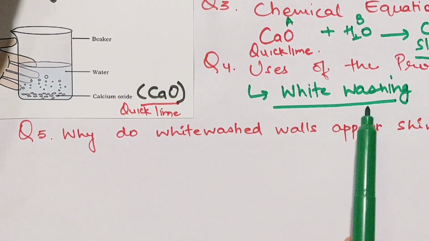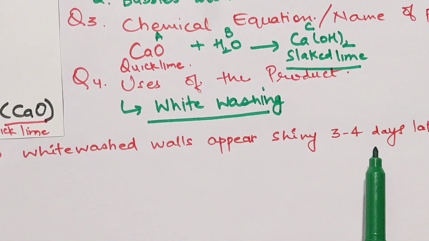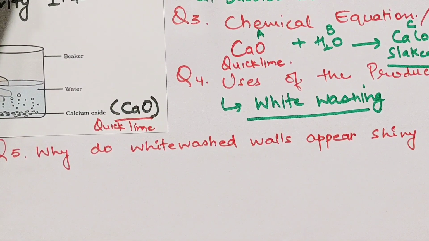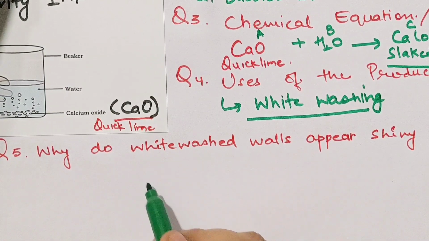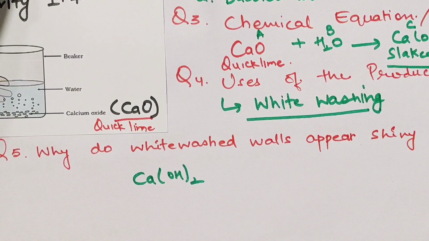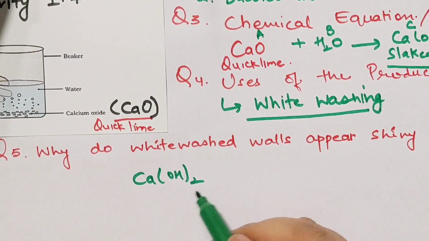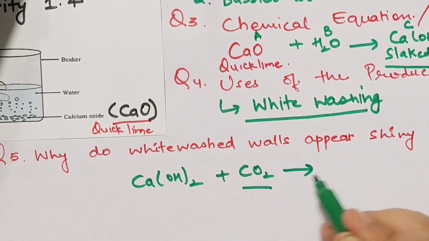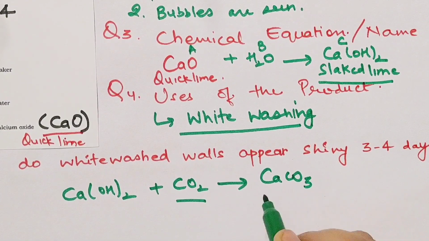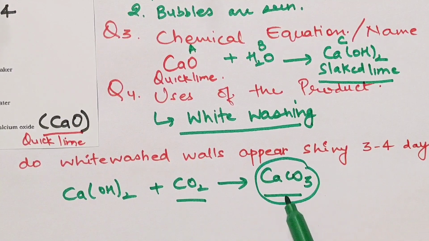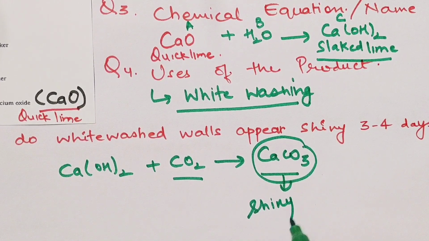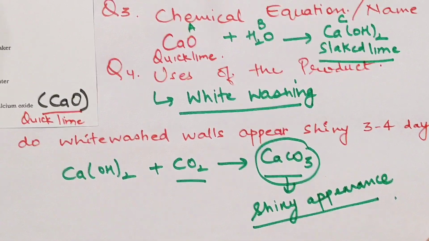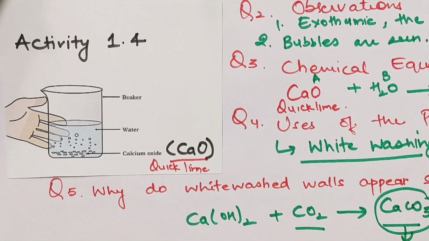Which brings us to the next question. When we use this for whitewashing, the walls appear shiny after 3 to 4 days. Why does that happen? Explain with the help of a reaction. So, obviously, whitewashed walls means that there is calcium hydroxide, because this is the whitewash, right? Over 3-4 days, what happens is this reacts with carbon dioxide in the air and forms a layer of calcium carbonate. Now this calcium carbonate is the one that gives it a shining appearance. Okay, so these are all the kinds of questions that can be asked from this activity.